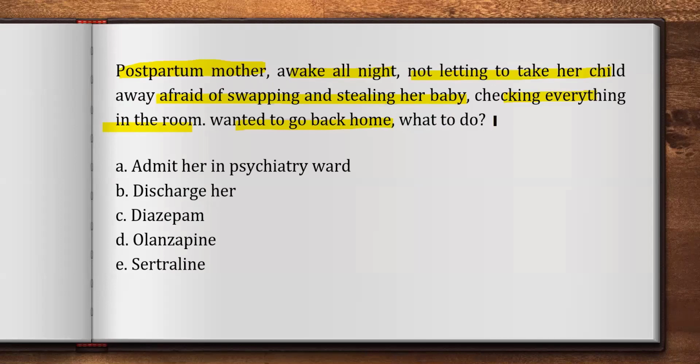Postpartum psychosis, what should we do first? That's the question. Admit her in the psychiatry ward, discharge her, or just give some medication like olanzapine, diazepam, sertraline. Any patient having a postpartum psychosis should be admitted in either general psychiatry ward or better to be in a mother baby unit if there is anything like that. Okay, so that's the guideline. Always admission first, followed by antipsychotics.